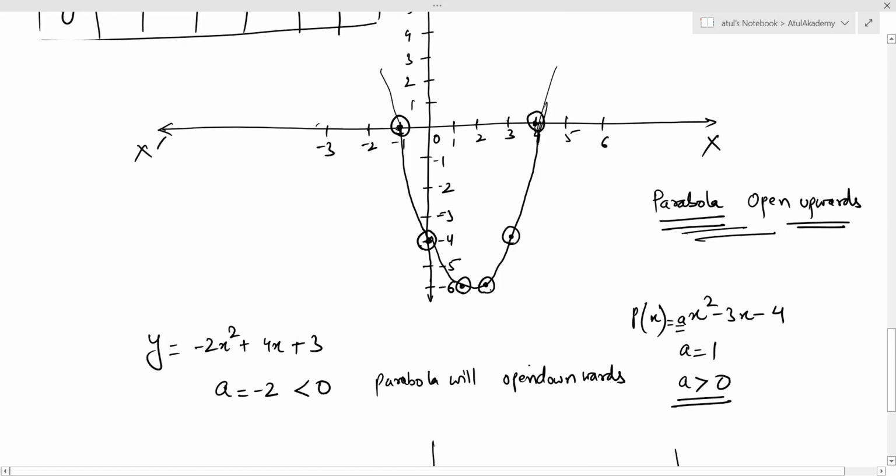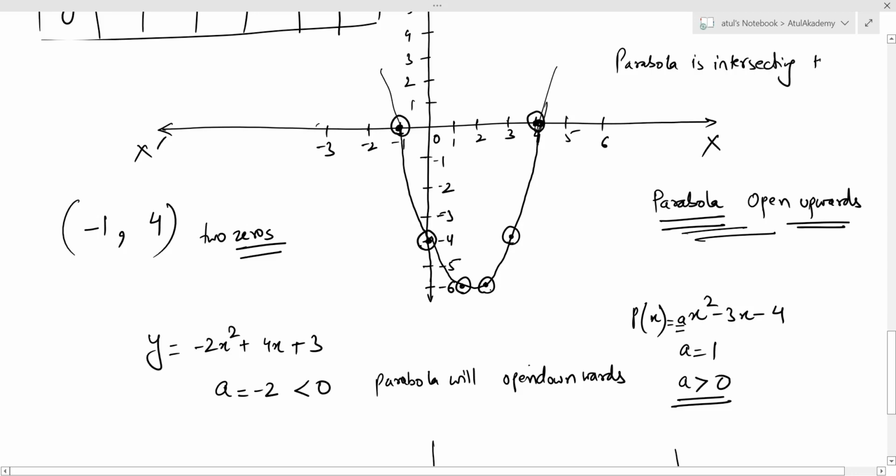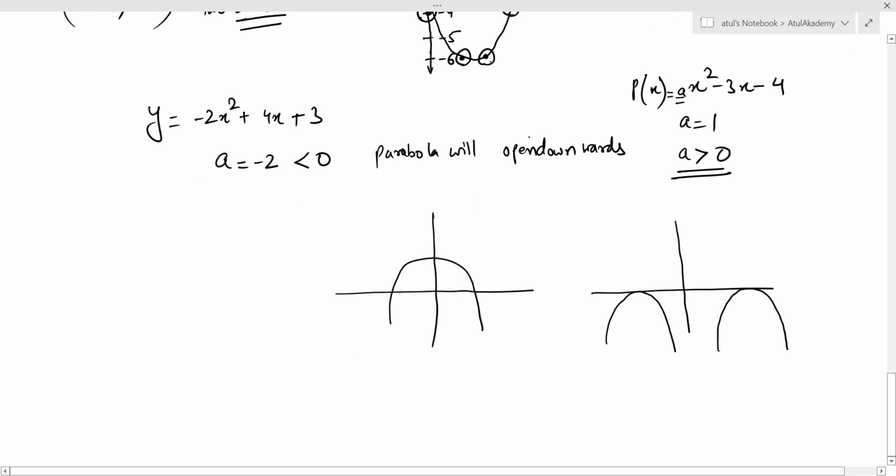If you see over here, I'm getting 2 zeros. What are the 2 zeros I'm getting? Minus 1 and 4. These are the 2 zeros over here, and the parabola is also intersecting the x-axis at 2 points. So we have 2 zeros over here. In this case, again the parabola is intersecting at 2 points. Let's say one is m, another is n. So I have 2 zeros over here again. In this case, the parabola is intersecting at only 1 point. This is another parabola for different polynomials.